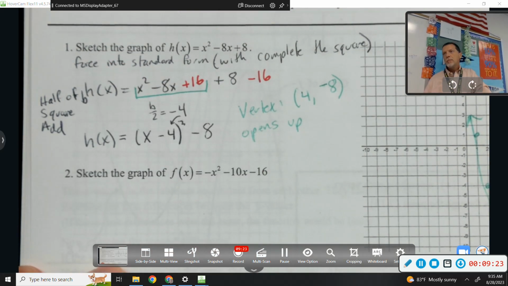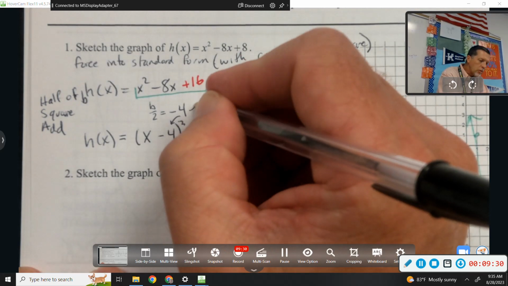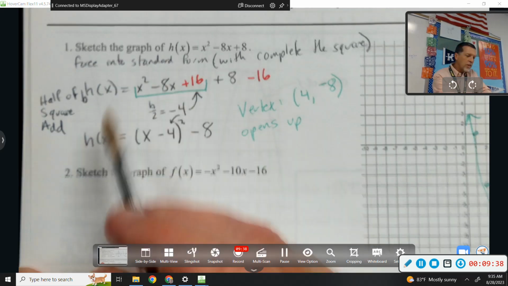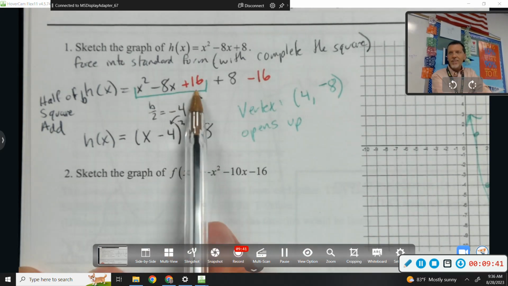So I would square negative 4? Yes. Okay. And we squared negative 4 to get that plus 16. Oh, okay. And that's it. I mean, that's it for this part. Obviously, you can't just go adding 16 without subtracting 16.